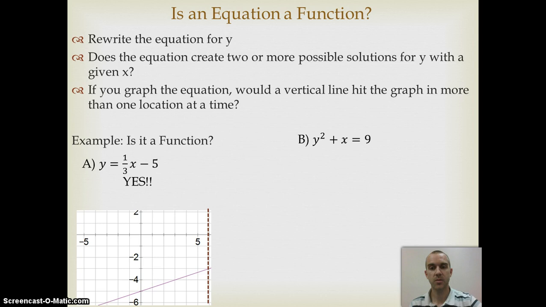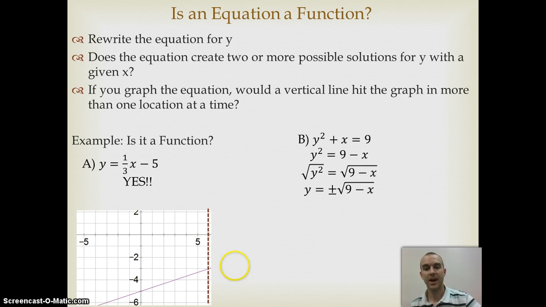Now say I have y squared plus x equals 9. Well, I need to rewrite this for y equals. So I move the 9 over, and now I take the square root of both sides. Now the thing to remember though is when I take the square root, my solution is plus or minus that square root. So if I plug in a value for x, say 0, 9 minus 0 is 9, the square root of 9 is 3, but that means for an x value of 0, I have plus or minus 3, two different possible solutions for my y value. That tells me this is not a function.